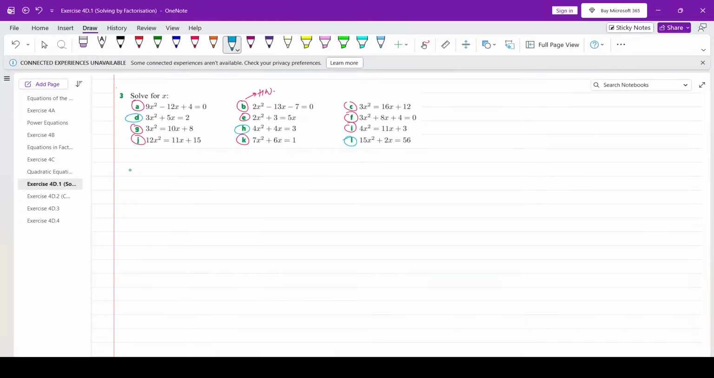Solve for x. So I'll solve the ones circled in blue only. The ones circled in red are for you to solve on your own. 3x square plus 5x is equal to 2.